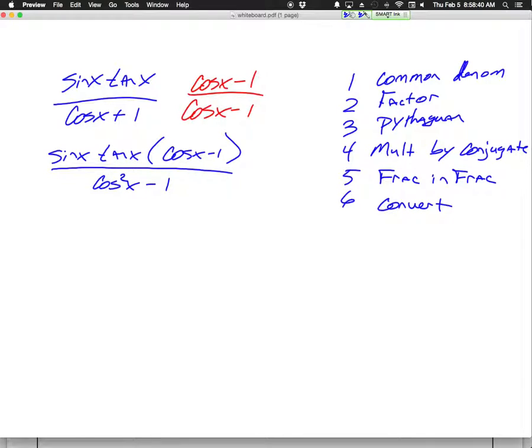So, do I need a common denominator? Can I factor? Is there a Pythagorean? Yes. Do I have an exact match? No. What can I replace cosine squared minus 1 with? Negative sine squared. I can cancel that sine with one of those sines on the bottom.